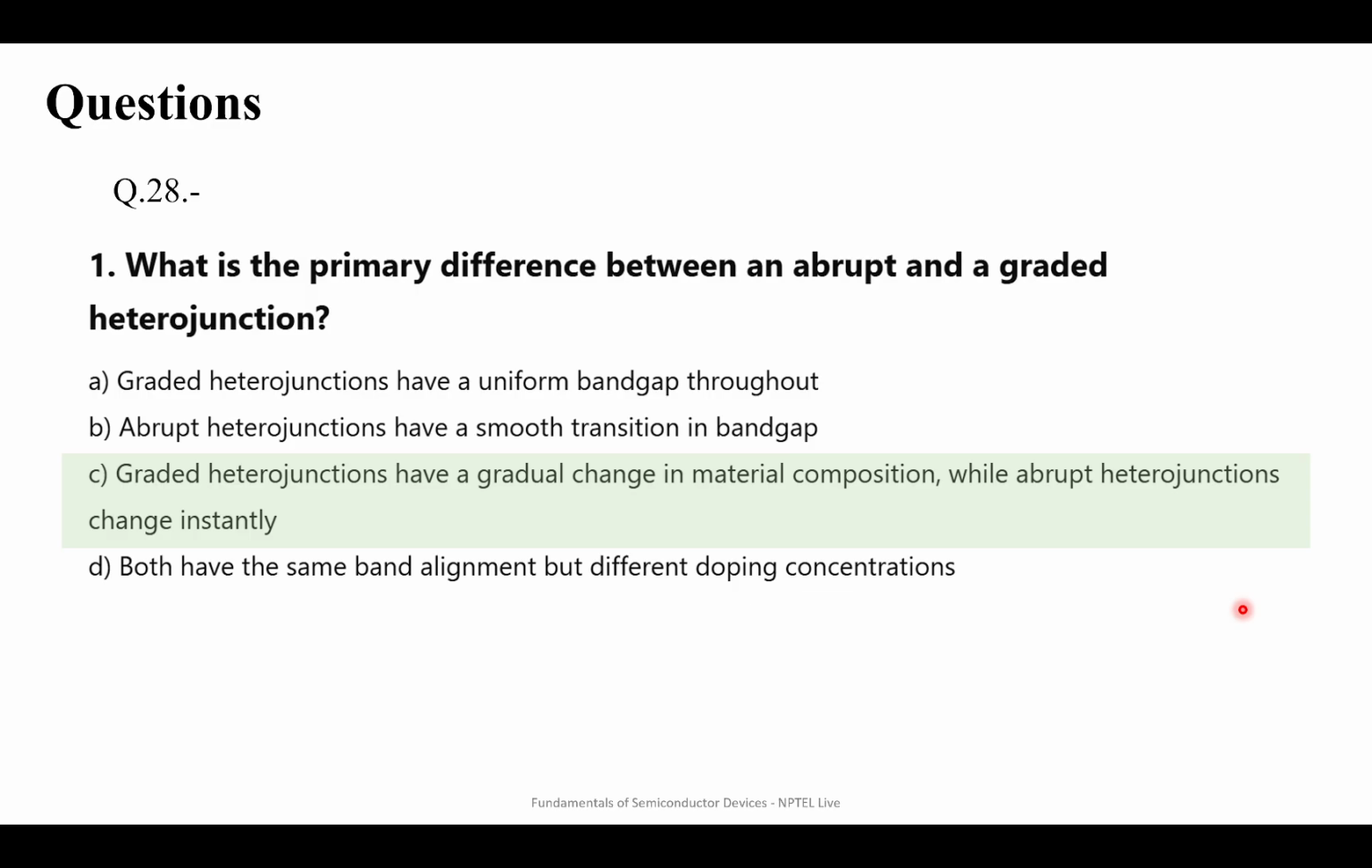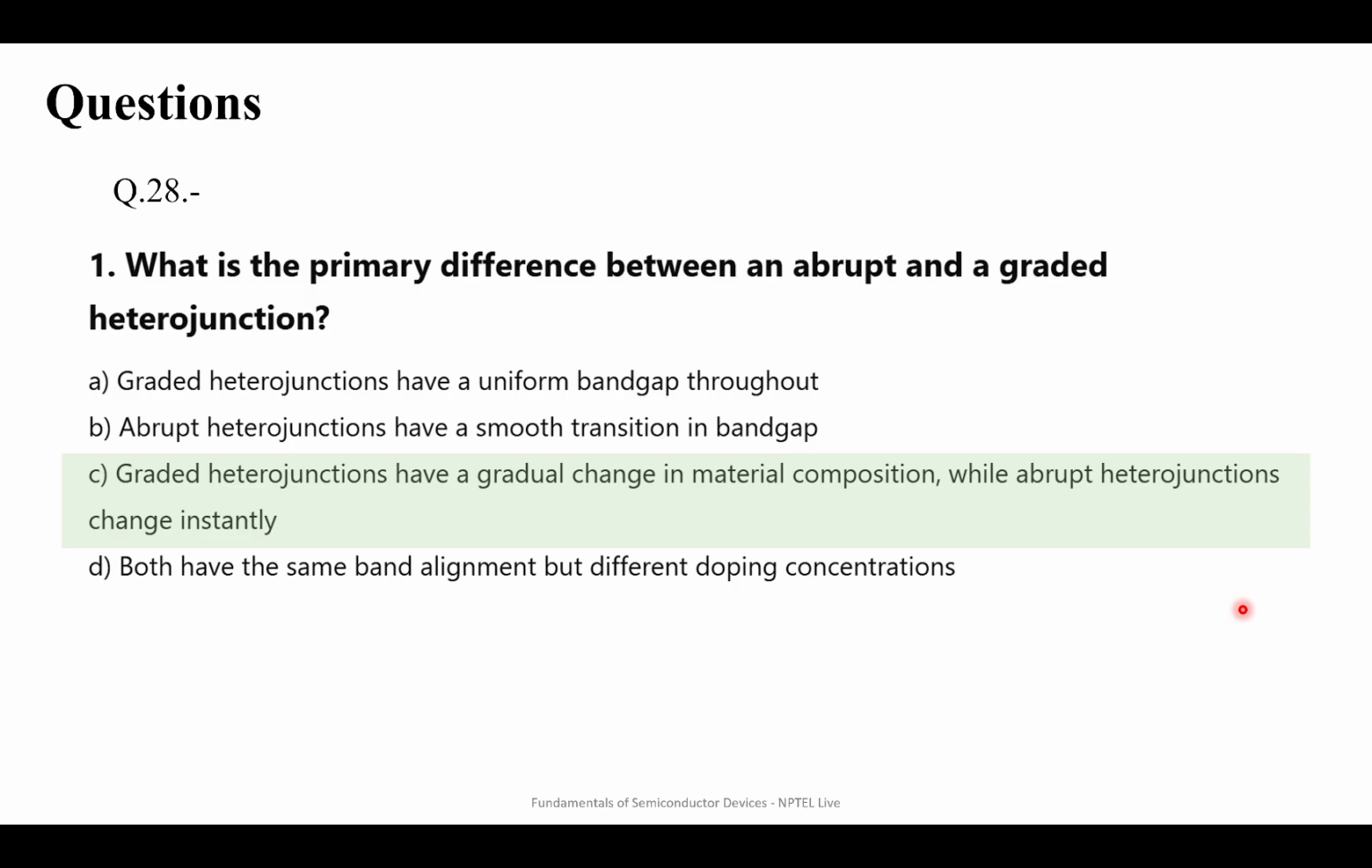That is correct. The answer would be that graded heterojunctions have a gradual change in material composition, while abrupt heterojunctions change instantaneously. So if I am joining aluminum nitride and gallium nitride, if I just make aluminum nitride and then directly on it gallium nitride, then I will have a huge change in band gap. That is an abrupt heterojunction.